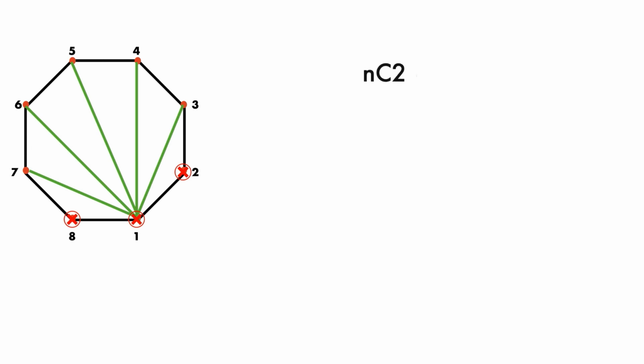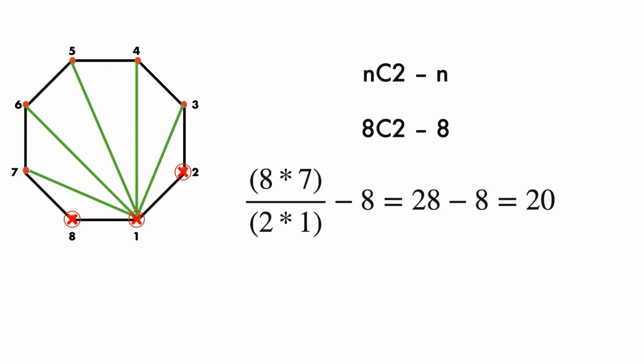We can generalize the solution for any polygon. If n is the number of vertices, we can derive the formula. To draw a diagonal, you have to select 2 vertices out of n. But you cannot draw a diagonal by joining the adjacent vertex. Hence, the number of diagonals can be calculated using the technique of combination. Number of diagonals equals nC2 minus n, where n is the number of sides of the polygon. So for octagon, n equals 8. Hence, number of diagonals equals 8C2 minus 8. So 8C2 is nothing but 8 times 7 divided by 2 times 1. So after solving this, the expression becomes 28 minus 8, which is equal to 20.